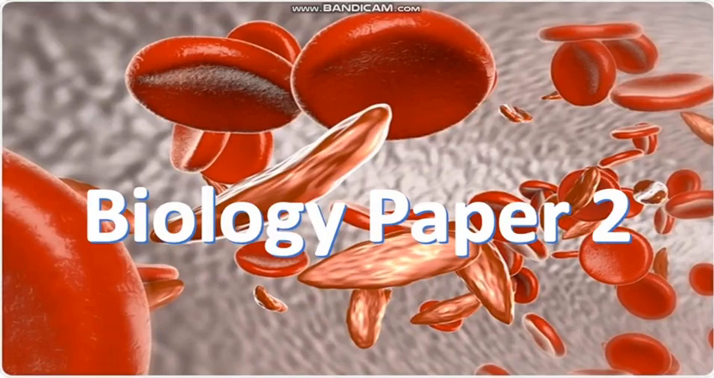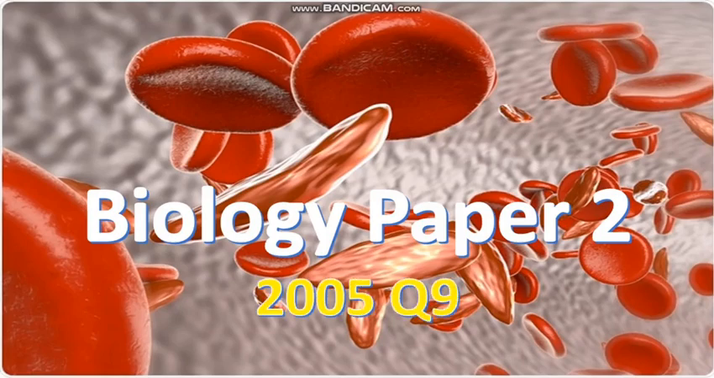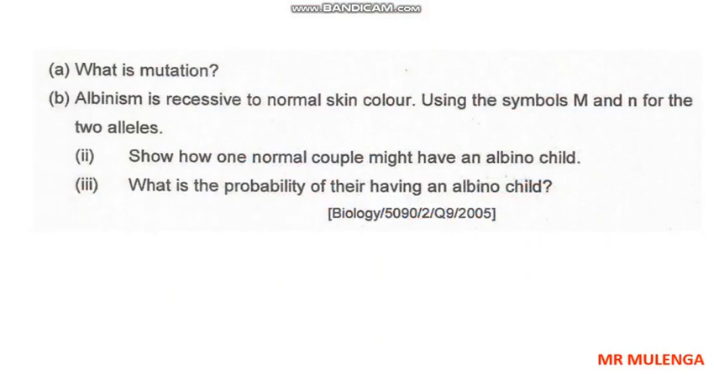So in this presentation, we are going to look at biology paper 2 for 2005 question 9. So let's look at the questions now. We have question A, B, and under question B, we have question E, Roman numeral 1 and Roman numeral 2. So we are going to start with question A.